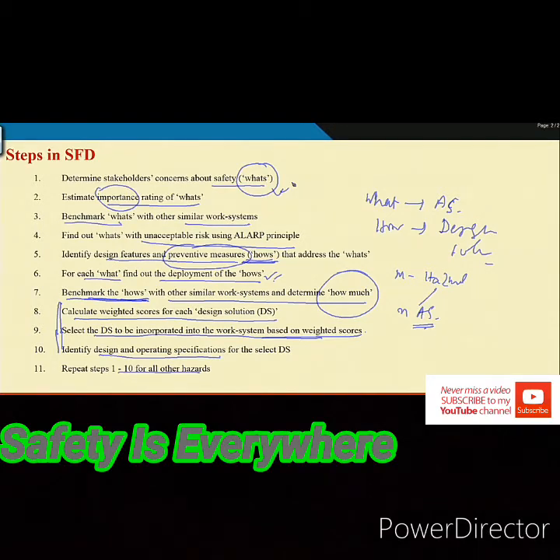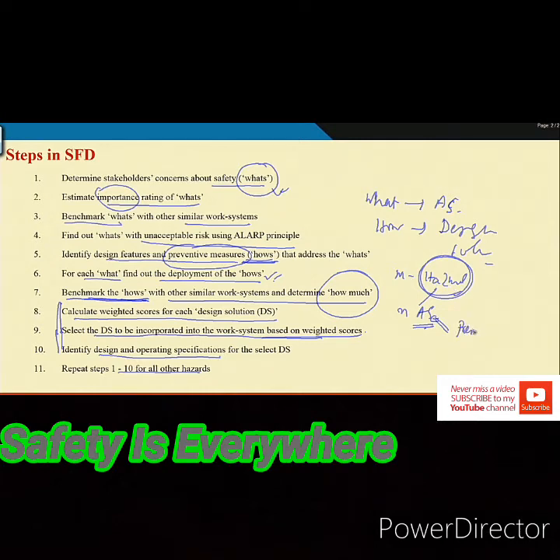So you need to know the risk of every accident scenario, so you know whether the risk is acceptable or not acceptable. You can compare with similar work systems and find out what the risk level is there. These two help you understand what level of risk can be reduced. In order to reduce the risk of accident scenarios and in turn the risk related to hazards, you need to find out some preventive and mitigative measures, prevention and mitigation measures. These prevention and mitigation measures we are calling design solutions, DS.